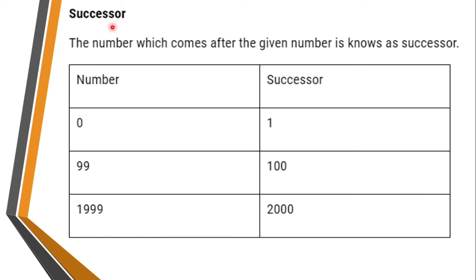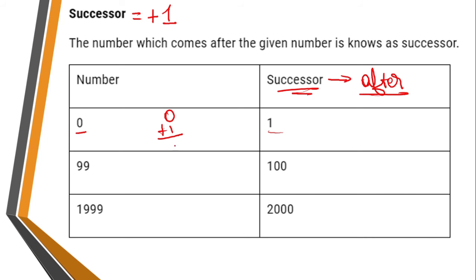Now let's learn successor. Predecessor and successor are just the opposite. In predecessor, we learned that the number which comes before is known as a predecessor. Here successor, opposite. The number which comes after is known as a successor. Simple, right? So if you find the successor of 0, it's 1. What did we do here, first of all? While finding out the successor, we add 1, right? So 0 plus 1 is 1. So 1 is the successor of 0.